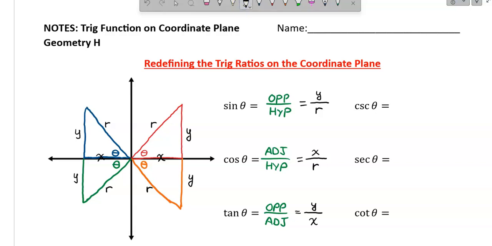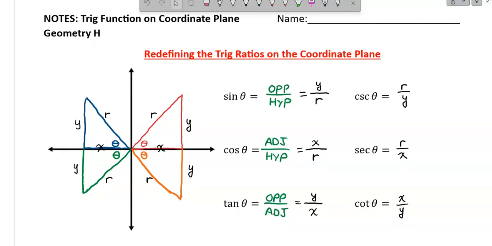And just as a reminder, I haven't forgotten about the other 3. Cosecant would then just be the reciprocal, r over y. Secant would be the reciprocal, r over x. And finally, cotangent is going to be x over y. Now, what we're going to do with this is we're actually going to try to create a couple problems together. So let's take a look right now at one of those.